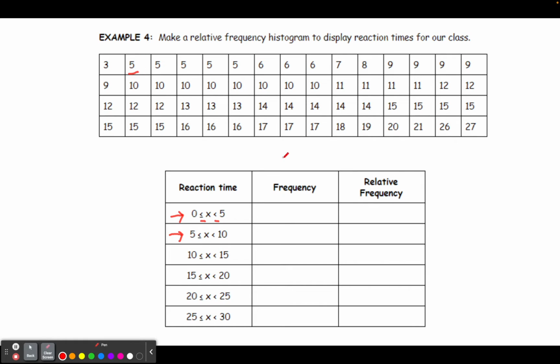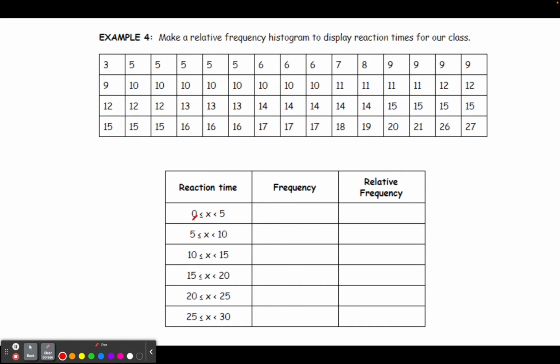So the second column here where it says frequency, that's where we're going to count up how many data values are in each of our classes. And then with relative frequency, we're going to calculate the percents. So it's already set up for us. All we have to do is go through and count up and figure out how many data values go into each of those classes. So let's start with the first class from 0 to 5.